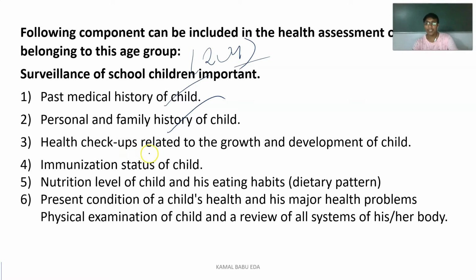We are going to perform health checkups related to the growth and development of the child. We will check the immunization status of the child. We will check the nutritional level of the child and his eating habits, what are all the dietary patterns. We will check the present condition of the child's health and his major health problems. And we will perform the physical examination of the child and a review of all systems of his or her body. These are some of the points that should be kept in mind during the health assessment of a child belonging to the age group of 2 to 4 years.